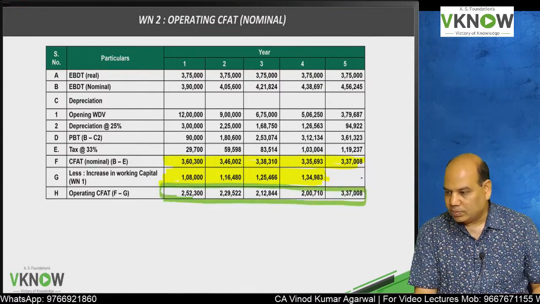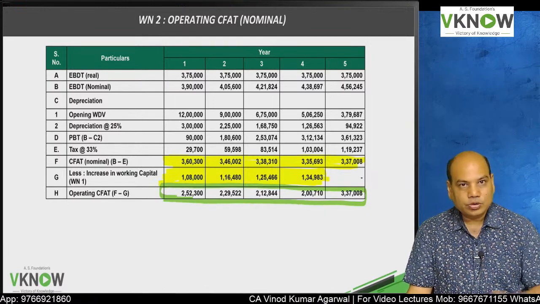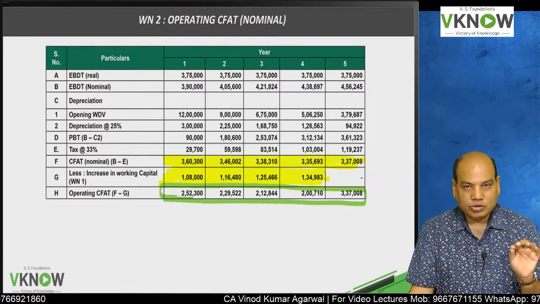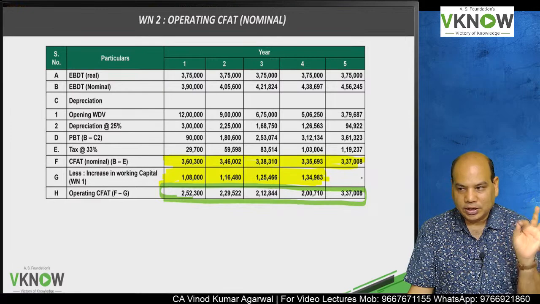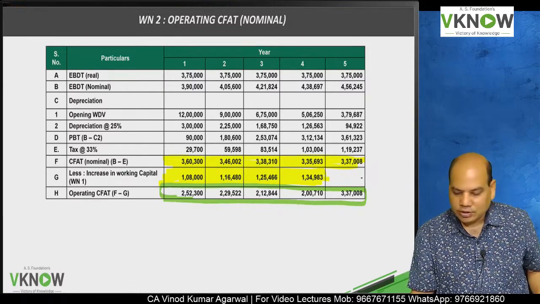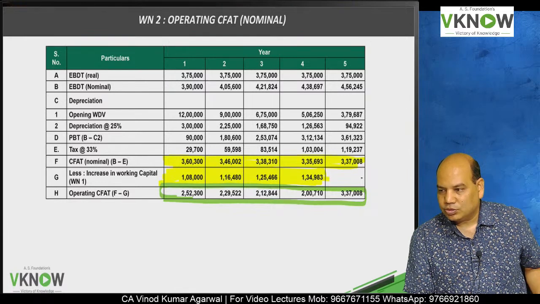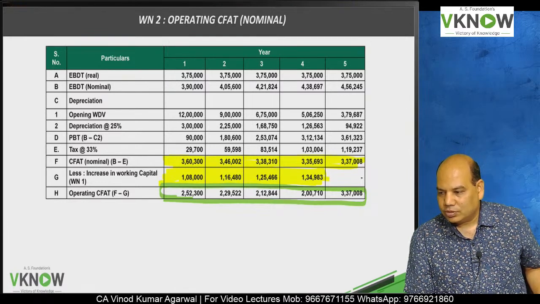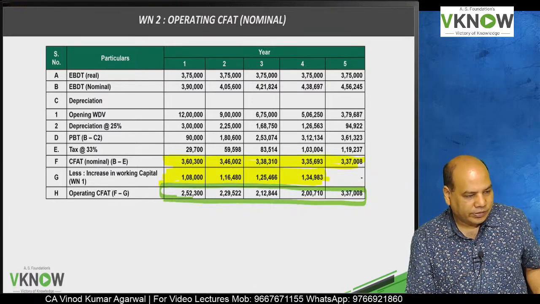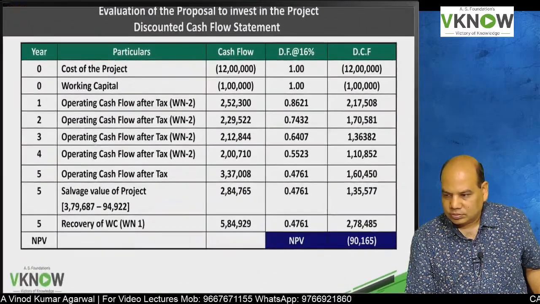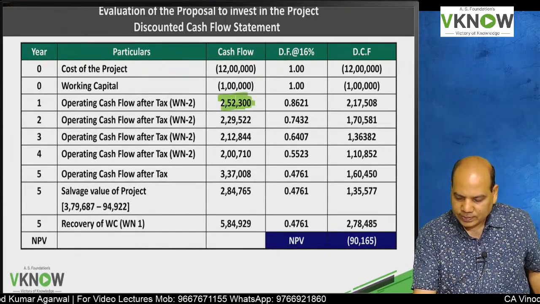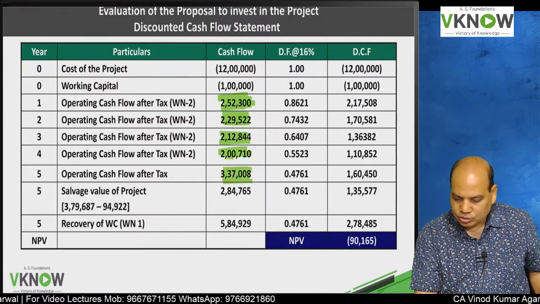Transfer to the main page. On the main page you have written operating CFAT. In front of that, year 1 252,300, 229,522, 212,844, 2,07,100, 337,008. Is it right? Go to the main page. Put these numbers here as per your working note 2.